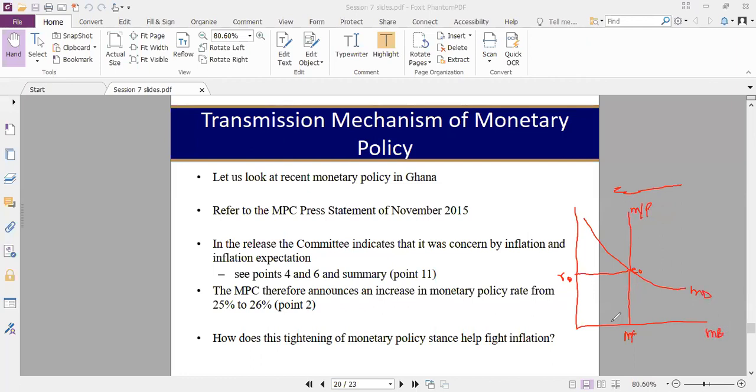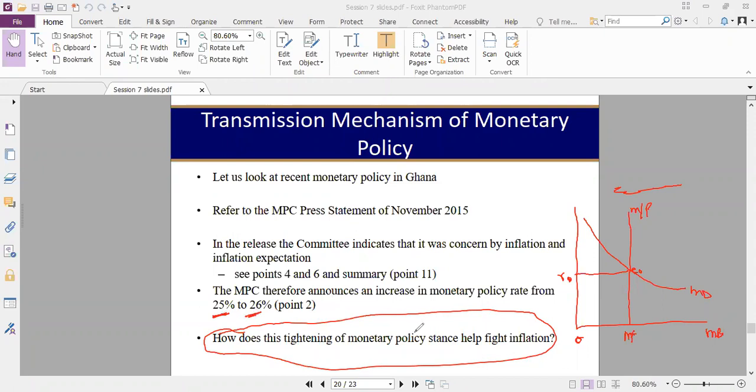Okay, so this is our origin. Now we are saying that, how does this tightening happen? Why is it tightening? Tightening because we are moving from 25 to what? 26%, meaning they are increasing what? The policy rate, hence reducing money supply in the system.